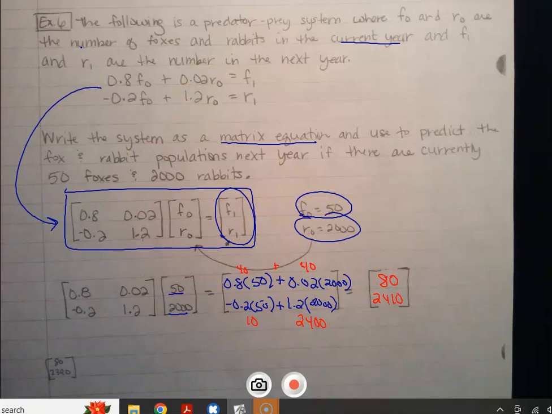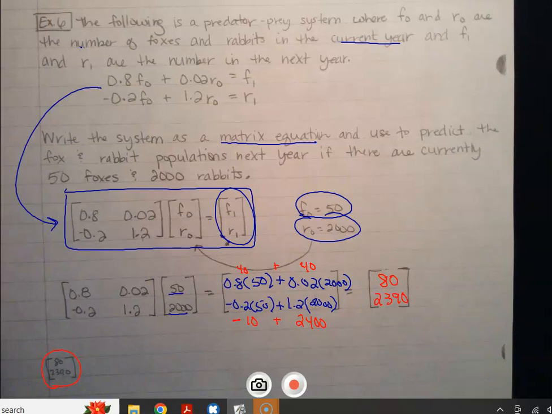Hold on, time out. This was a negative 10. Well, cause I had the answer over here, and I was like, okay, 2,390. I was like, that's not right. Okay. So 2,390.